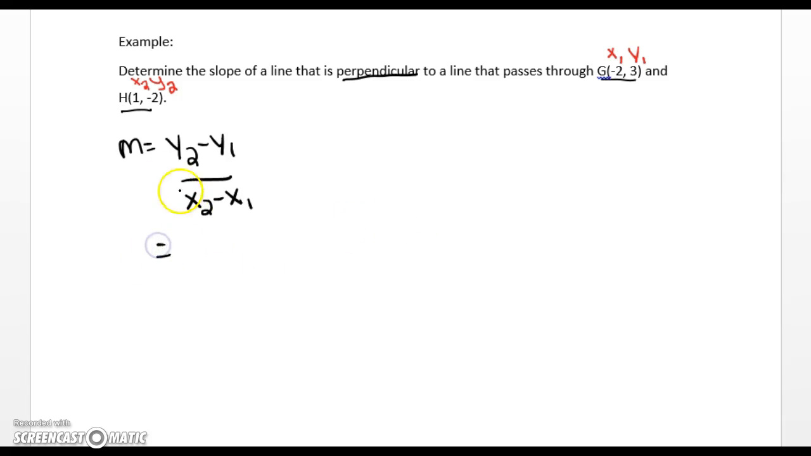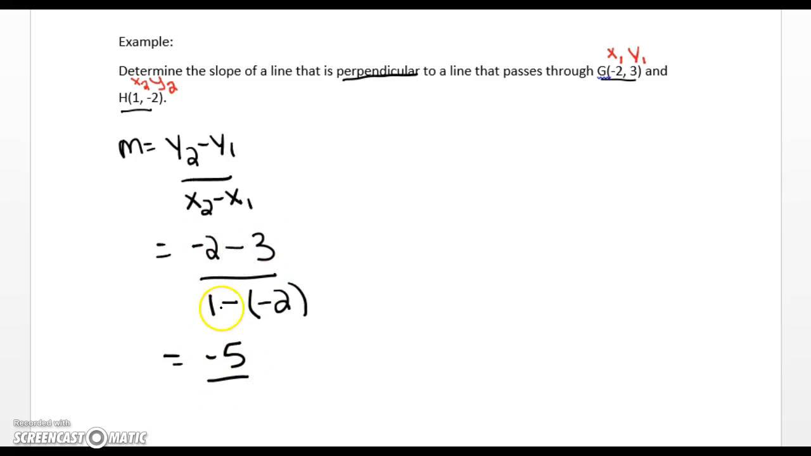Plugging our values into the equation, we have y2, which is -2, minus y1, which is positive 3, over x2, which is 1, minus x1, which is -2. So that's minus -2. Then simplifying the numerator and denominator, we have -2 minus 3 is -5. And 1 minus -2 becomes positive 3, since we have a negative times a negative, so this is really just 1 plus 2. So this is the slope of the first line that we're looking at.